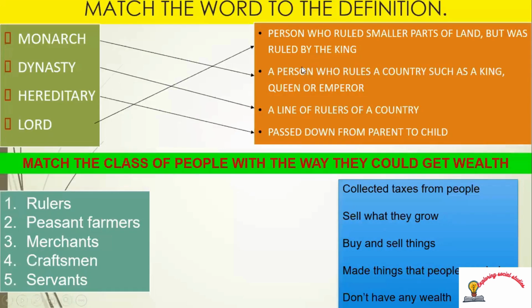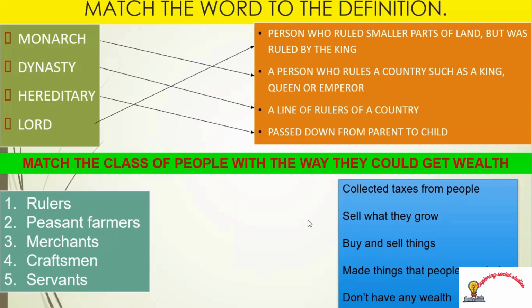Match the following. Monarch means a person who rules a country, such as a king, queen, or emperor. Dynasty, a line of rulers of a country. Hereditary means passed down from parent to child. Lord, a person who ruled a smaller part of land but was ruled by the king. Ruler, collected taxes from the people.